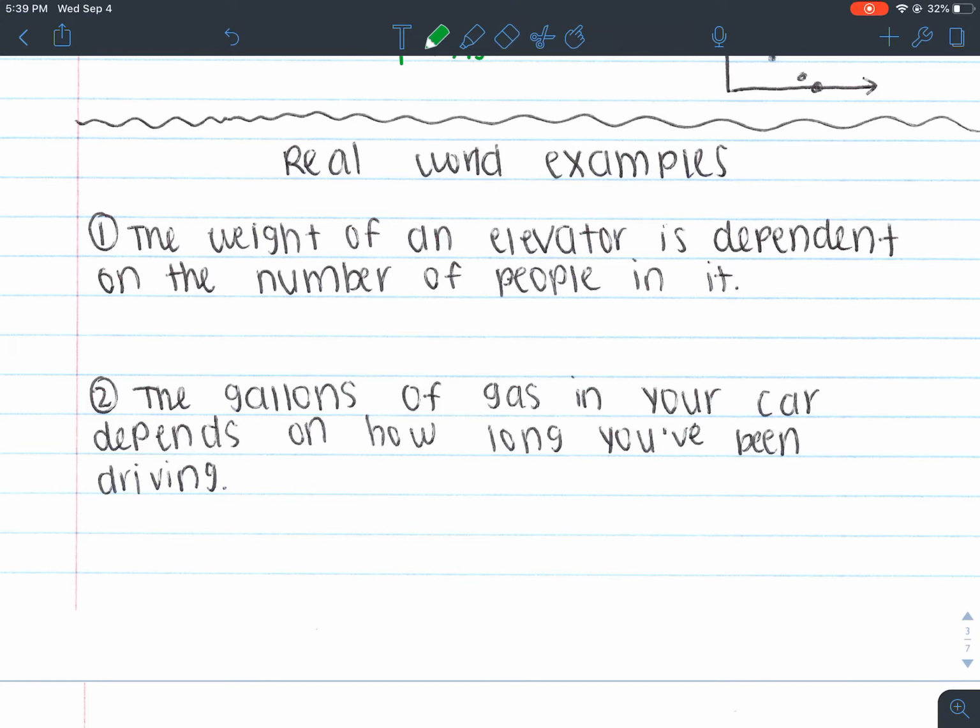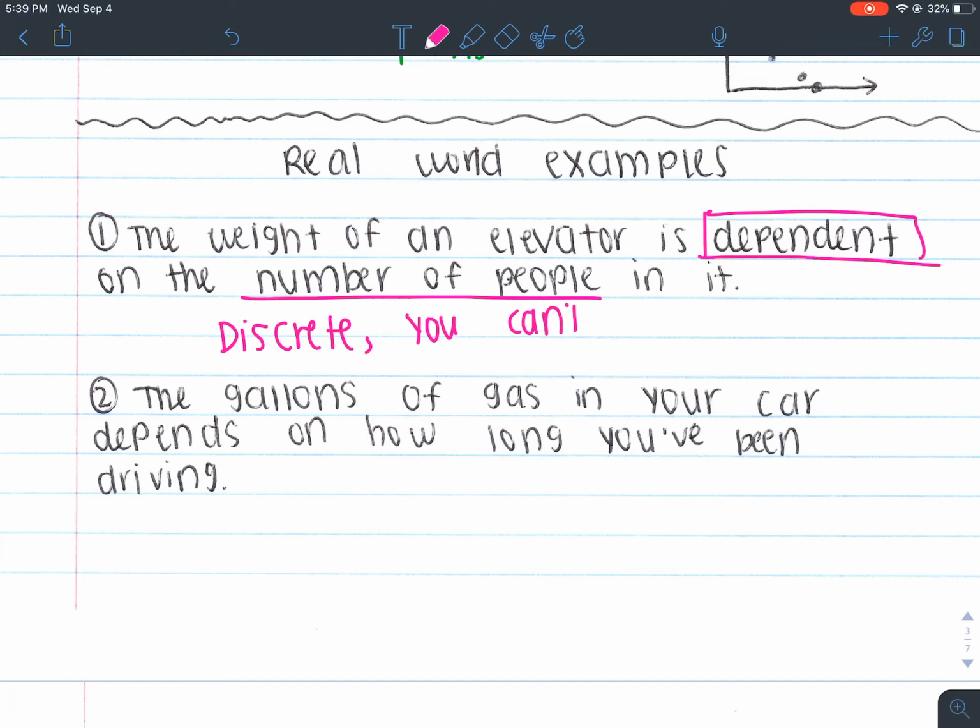So, number one, the weight of an elevator is dependent on the number of people in it. You always want to see what it's dependent on. So that's why I'm always going to box the dependent. What is it dependent on? The number of people. The weight is dependent on the number of people. Well, I can't have parts of people. I have to have whole people. So this is going to be discrete. You can't have part of a person.